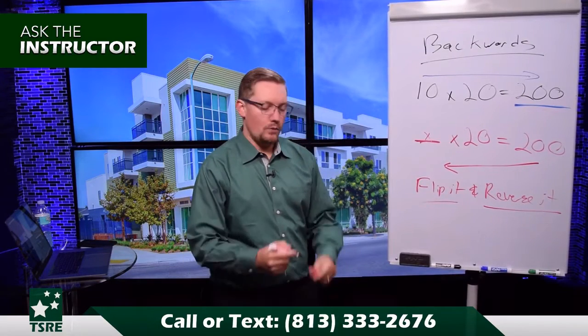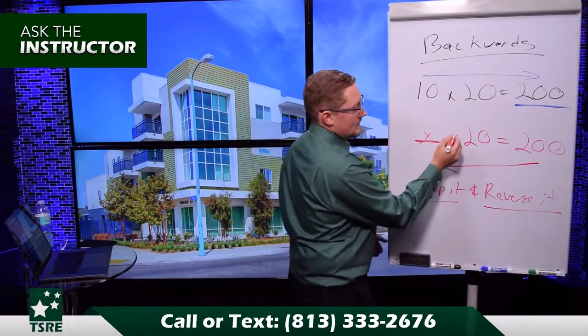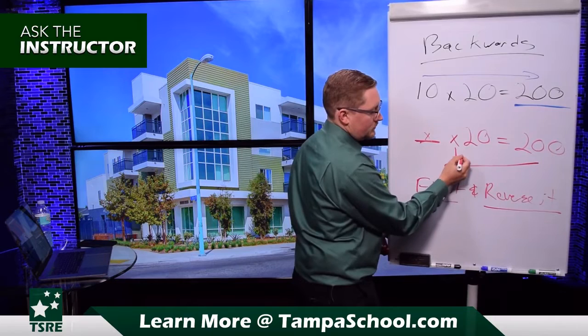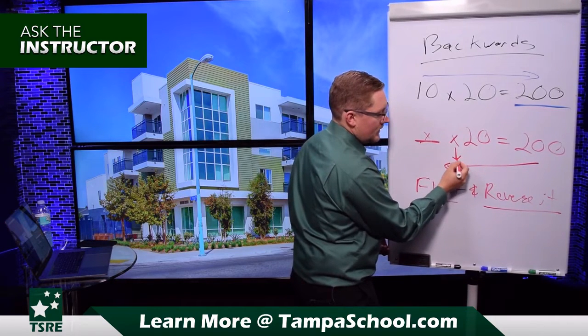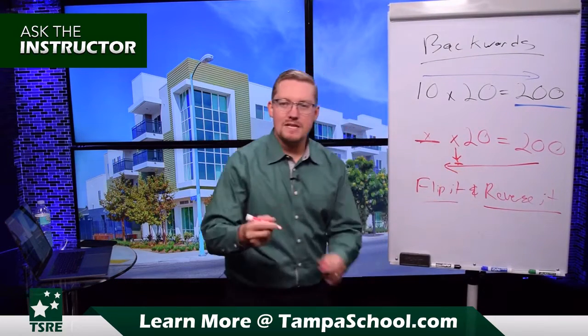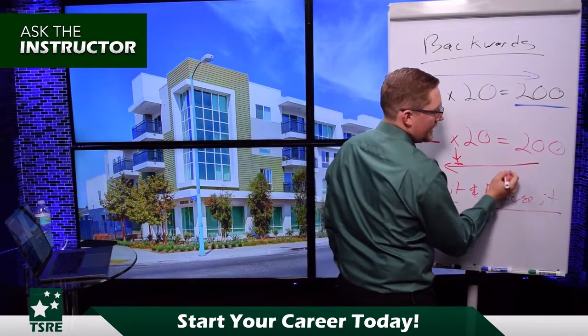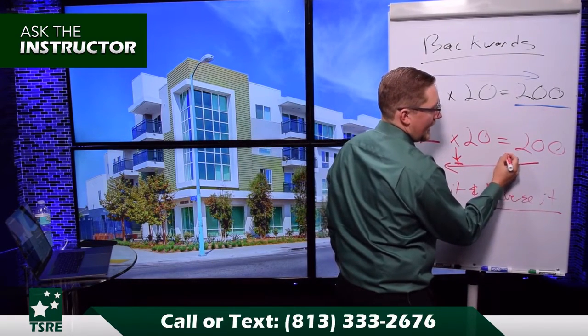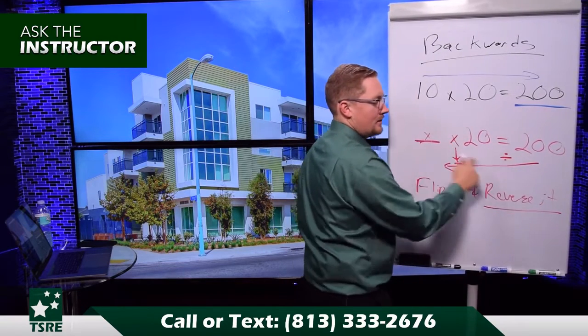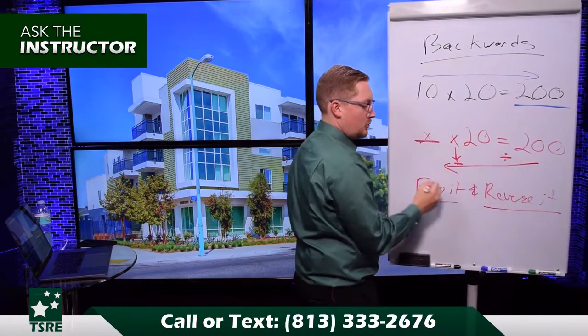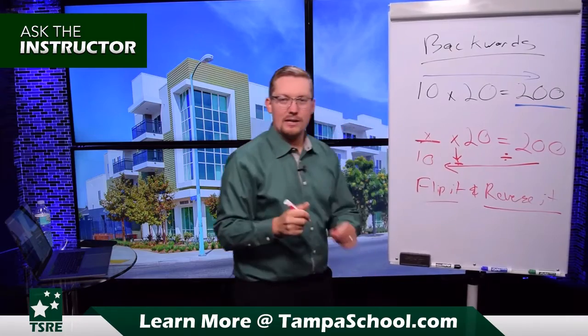And what flip it means is instead of multiplication, we're going to do division. The opposite of multiplication is division, because what we could do is 200 divided by, so instead of multiplying, we're now dividing 200 divided by 20, and that's how we're going to get to that 10.